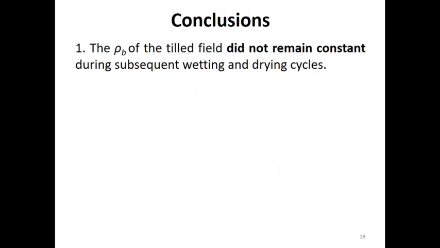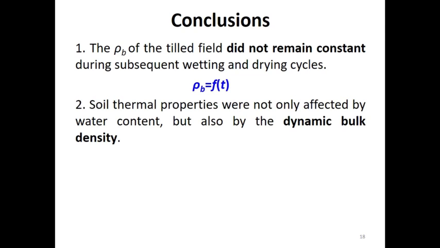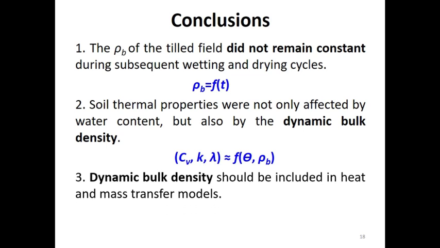Conclusions: the bulk density of the tilled field did not remain constant during subsequent wetting and drying cycles. Soil thermal properties were not only affected by water content, but also by the dynamic bulk density. The dynamic bulk density should be included in heat and mass transfer models.